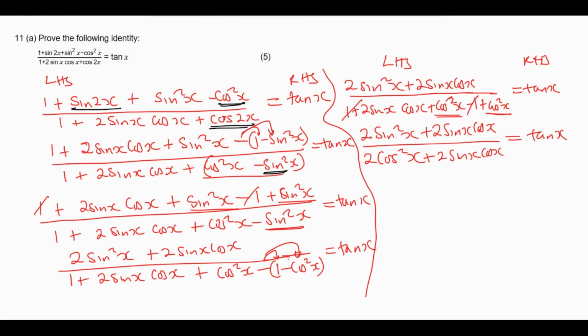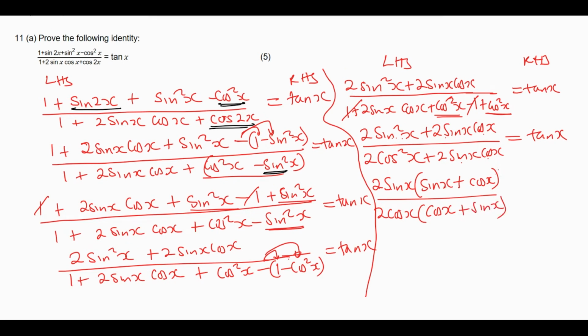In the numerator, you can factor out 2 sine x. 2 sine squared x divided by 2 sine x, we get sine x. Then 2 sine x cos x divided by 2 sine x is cos x. Over, here's the common factor, 2 cos x. 2 cos squared x divided by 2 cos x is cos x. Then 2 sine x cos x divided by 2 cos x, we remain with sine x.